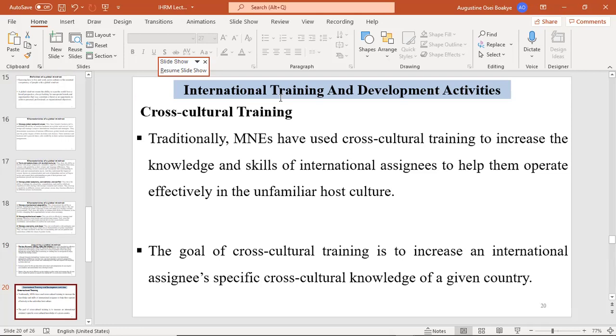Traditionally, multinational enterprises have used cross-cultural training to increase the knowledge and skills of international assignees to help them operate effectively in the unfamiliar host culture. The goal of any cross-cultural training is to increase an international assignee's specific cross-cultural knowledge of a given country.